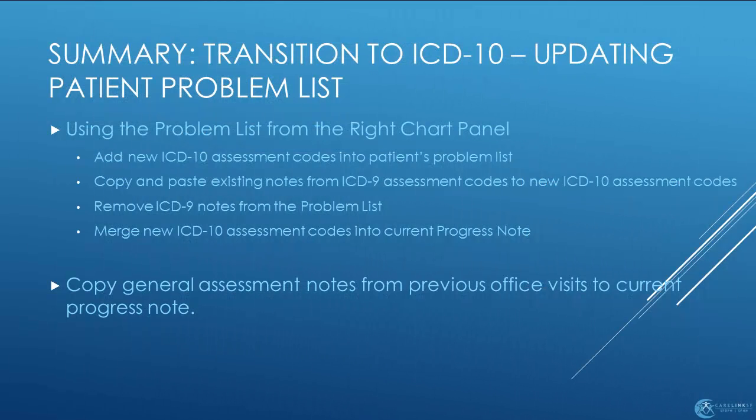Summary. Transition to ICD-10, updating patient problem list. Using the problem list from the right chart panel, add new ICD-10 assessment codes into patient's problem list. Copy and paste existing notes from ICD-9 assessment codes to new ICD-10 assessment codes. Remove ICD-9 notes from the problem list. Merge new ICD-10 assessment codes into current progress note. Copy general assessment notes from previous office visits to current progress note.